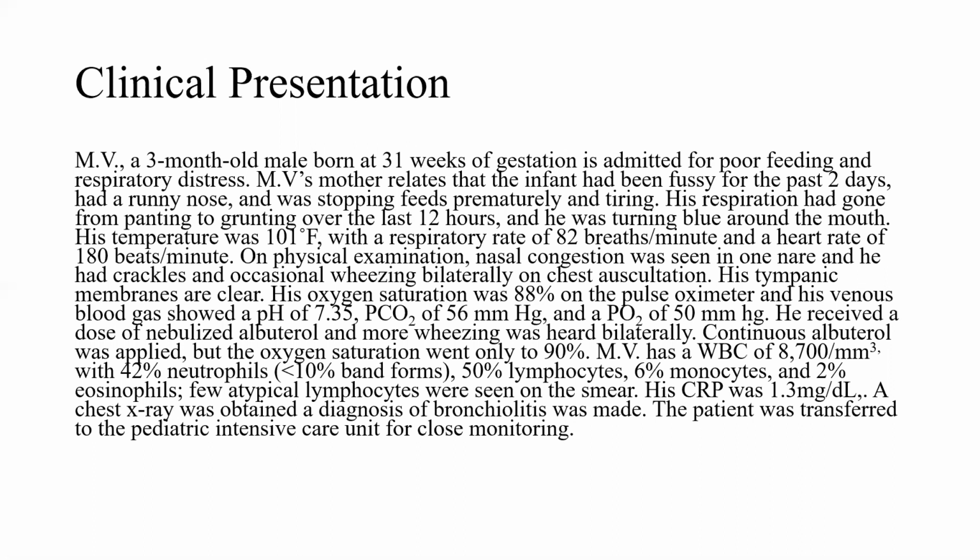He received a dose of nebulized albuterol, and more wheezing was heard bilaterally. Continuous albuterol was applied, but the oxygen saturation went only to 90%. The infant has a WBC of 8,700 per cubic millimeter with 42% neutrophils, 50% lymphocytes, 6% monocytes, and 2% eosinophils. Few atypical lymphocytes were seen on the smear.